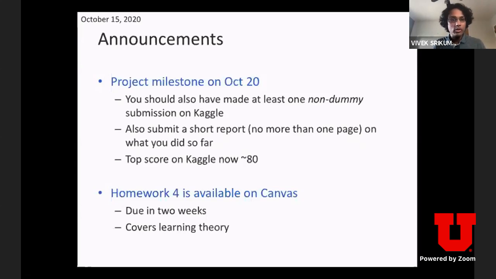Also, there's homework 4 on Canvas. This is going to be entirely on learning theory, and it'll be due in 2 weeks. So basically, it'll cover everything that we have done in the last week and this week. This does not involve any programming, but I've been told this might be, depending on how much you like math, either a very easy homework or a very hard homework. So you know where you stand. Based on that, you want to give yourself time. So, are there any questions?